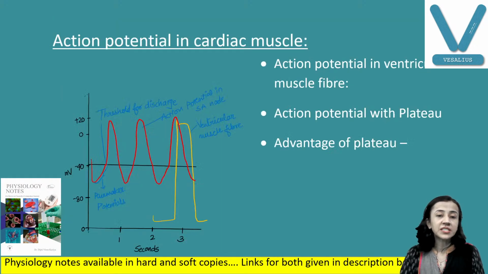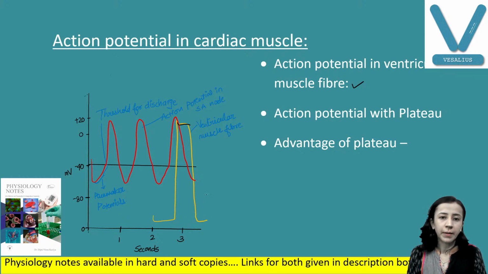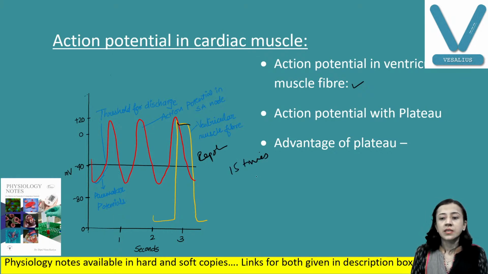Now, action potential in the other cardiac muscle, like in the ventricular muscle. In the ventricular muscle, you can see that resting membrane potential is minus 85 to 90 millivolt. On stimulation, it reaches plus 20 millivolt. After reaching the peak, there is a plateau phase, which is followed by fall in the membrane potential, that is repolarization. The presence of plateau in the action potential causes ventricular contraction to last about 15 times longer as compared to skeletal muscle.